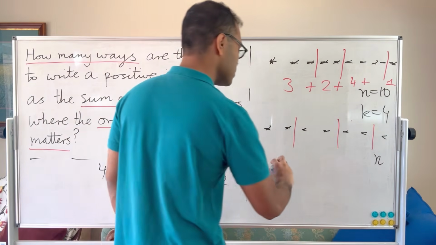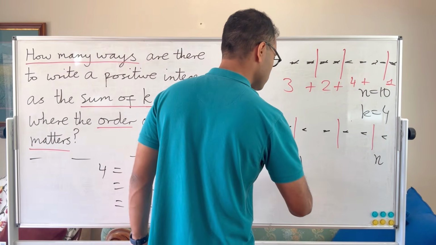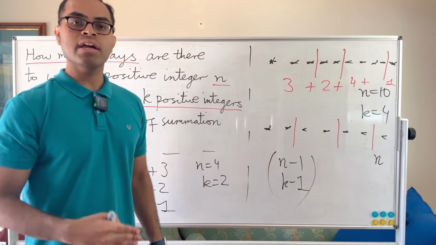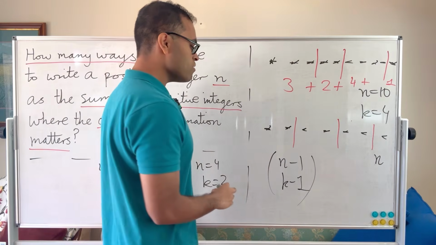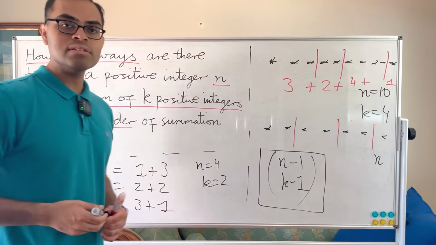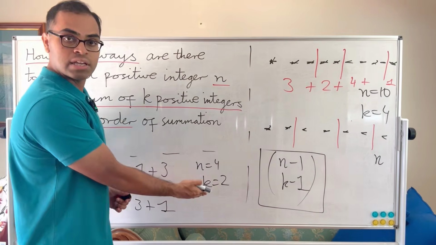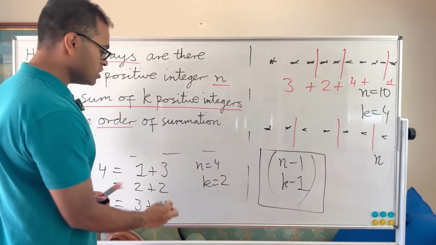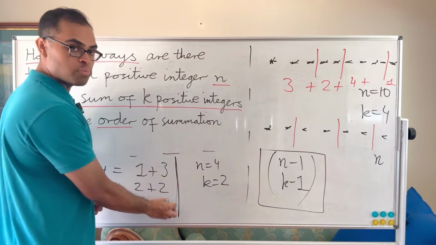So the answer in combinatorics is n minus 1 choose k minus 1. There are n minus 1 possible spaces and k minus 1 bars, and this is the number of ways of writing n as a sum of k positive integers where the order matters. And you can check, when n is 4 and k is 2, as an example, you get 3 choose 1, which is just 3, which is what we found here, that there were 3 possibilities.